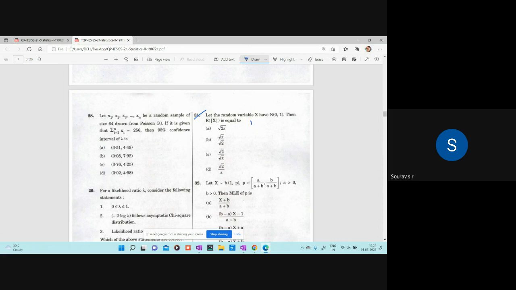For normal 0, 1, since x follows normal 0, 1, we know that the mean deviation about the mean for normal is root over of 2 by pi into sigma for normal mu and sigma. Since here sigma is 1, it will be root over of 2 by pi into 1. The mean deviation formula is expectation of mod of x minus mu, and my mu over here is 0, so that is nothing but expectation of mod x, and that is root over of 2 by pi.